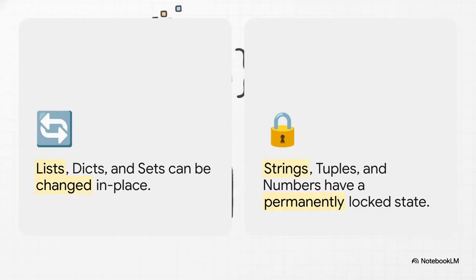And this creates a massive divide in Python. On one side, we have mutable types, your lists, dictionaries, and sets. You can actively modify these in place. You can add items, remove them, shuffle them around. It's great for dynamic data.